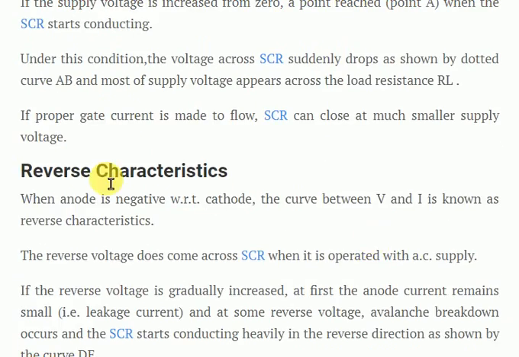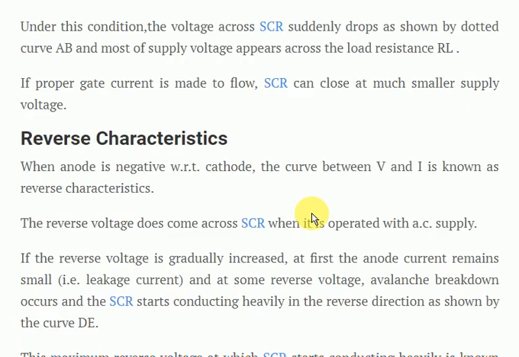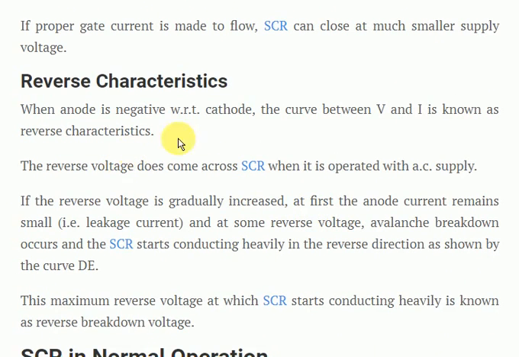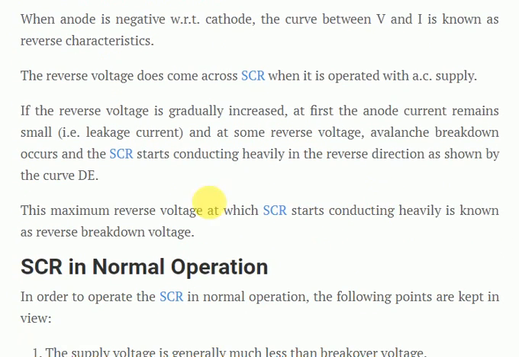And the reverse characteristic: when the anode is negative with respect to the cathode, the curve between V and I is known as the reverse characteristic. The reverse voltage comes across the SCR when it is operated with an AC supply. If the reverse voltage is gradually increased, at first the anode current remains very small, and at some reverse voltage avalanche breakdown occurs and the SCR current increases heavily. The maximum reverse voltage at which the SCR starts conducting heavily is known as the reverse breakdown voltage.